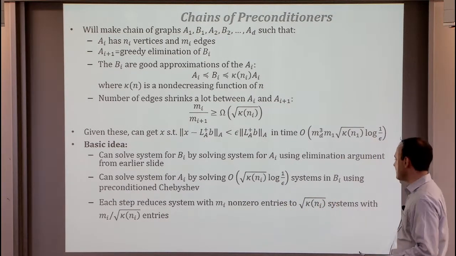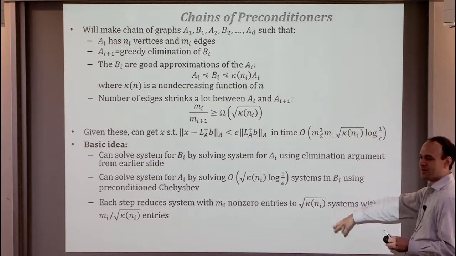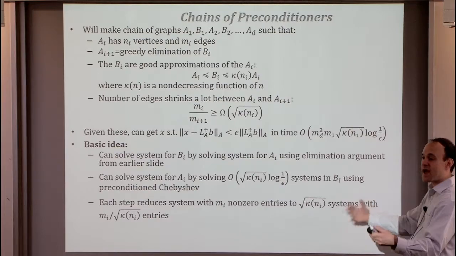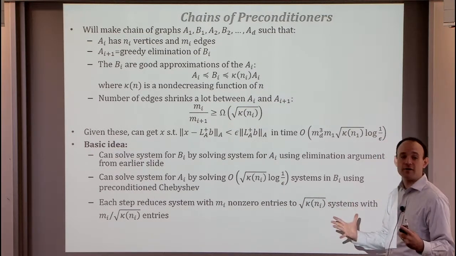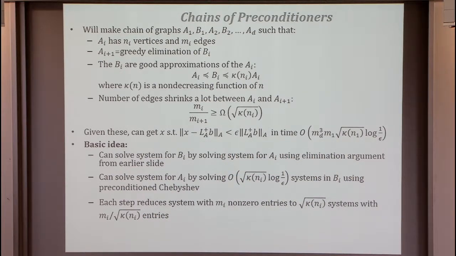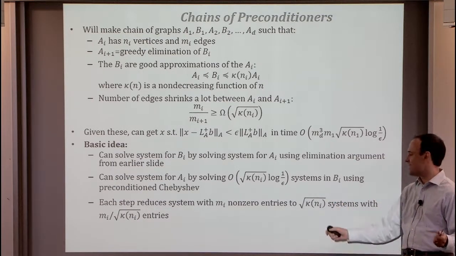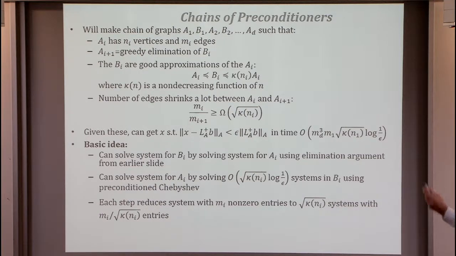The root kappa n, we're going to reduce each step. So ignore the log 1 over epsilon. The number of iterations I need is root kappa n. So I have to solve root kappa n linear systems in these smaller objects, and the smaller objects are of size m over root kappa n. So I've reduced solving something of size m to solving that many copies of things with m over root kappa n entries. And that gives the recurrence we promised.